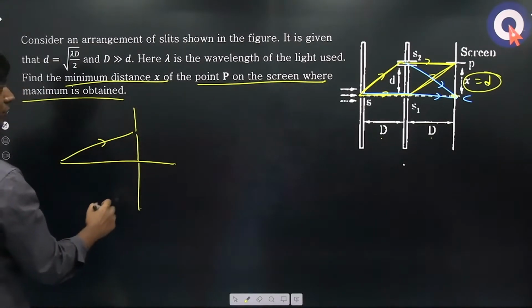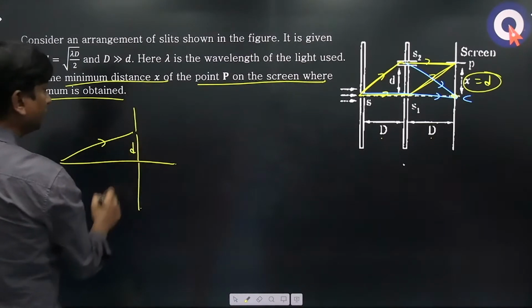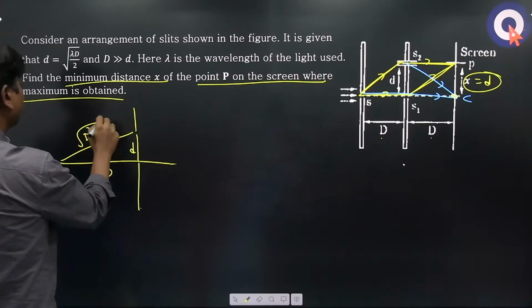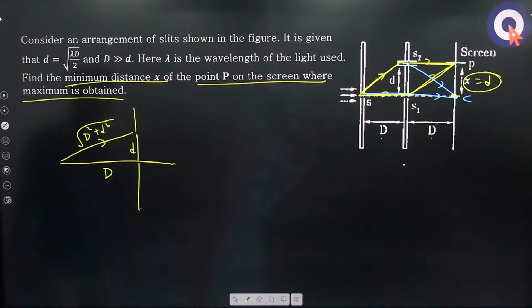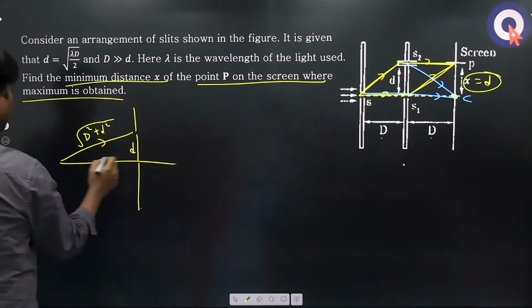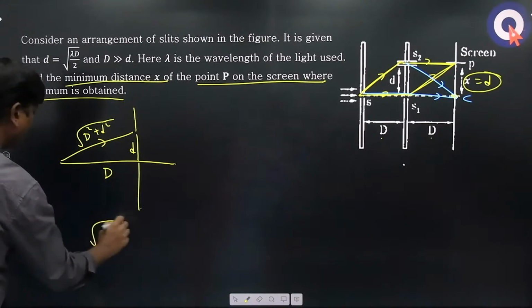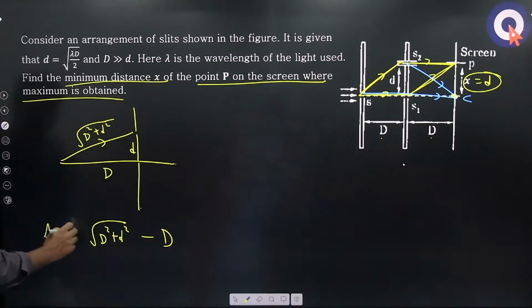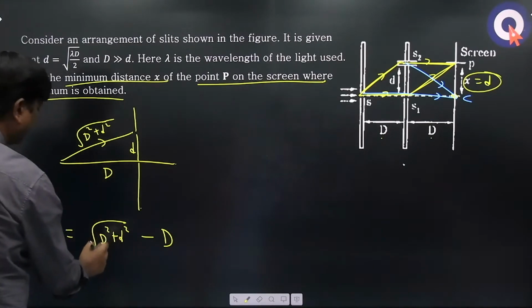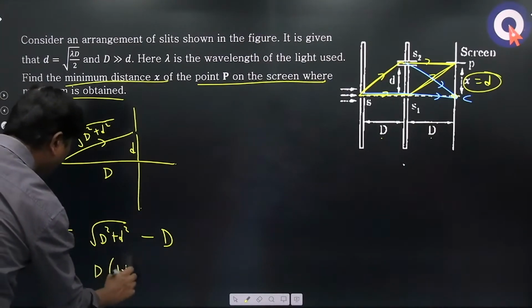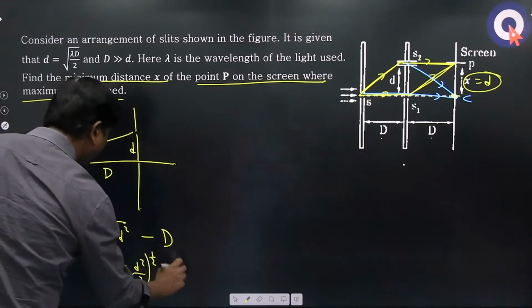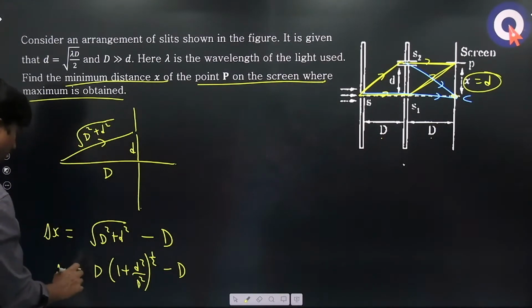So this they have given as small d, and this they have given capital D. So this will be under root of D square plus d square. Right? So this is greater than this by an amount. So the path difference will be root of D square plus d square minus D. Okay, so take capital D common, and plus d square by capital D square whole power half. Same first derivation what we have done.